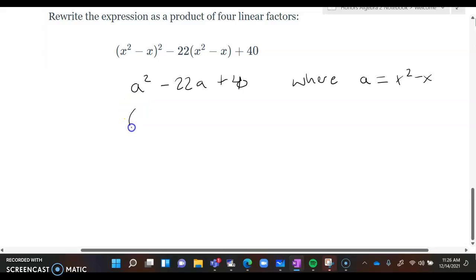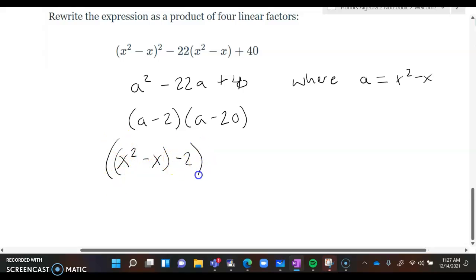As a minus 2 times a minus 20, right? But a is x squared minus x. So then we sub it back in, and this is x squared minus x minus 2 times x squared minus x minus 20. And you notice that they're also both quadratics, and so those can also both be factored.